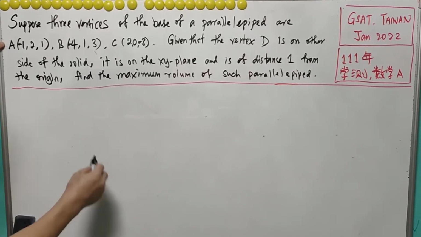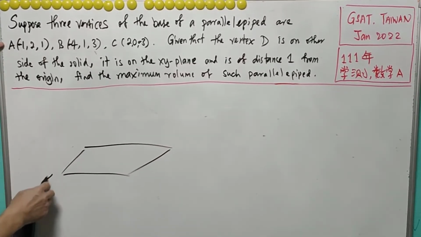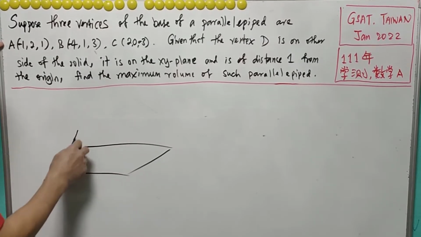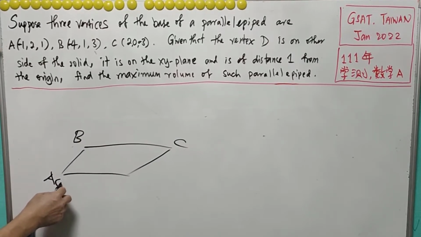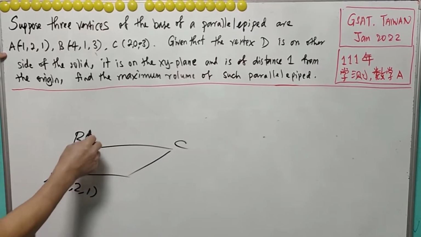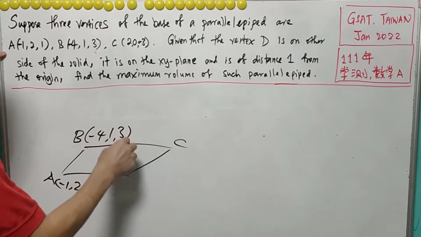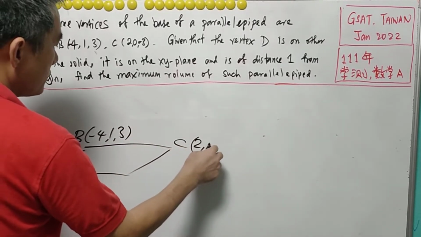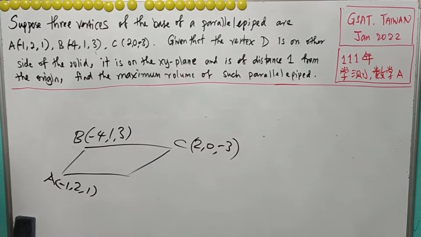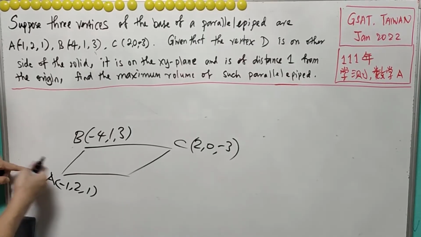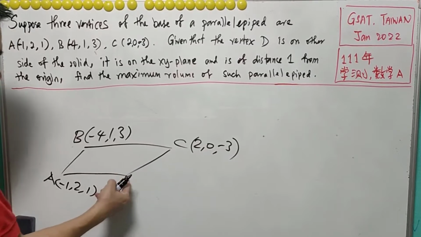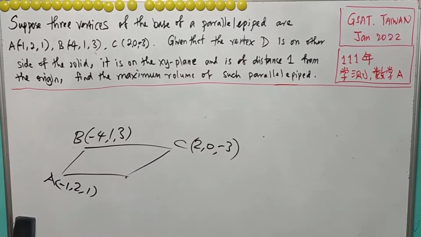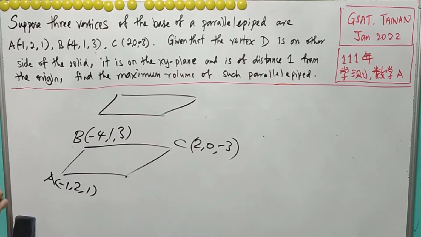First of all, we have the base, which is a parallelogram. It has 3 vertices, A, B, and C here, with coordinates -1, 2, 1, and -4, 1, 3. The last one is 2, 0, -3. Now, given that the vertex D is on the other side of the solid, since we know that the base is a parallelogram, we will know what this point here is, and therefore D definitely is not on this point. So we continue to draw a solid.